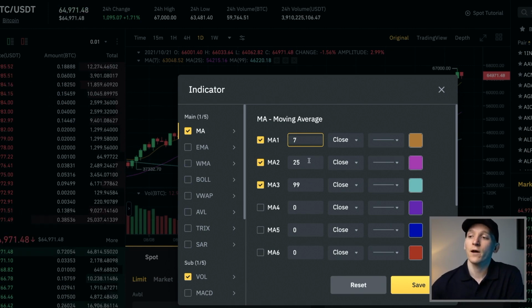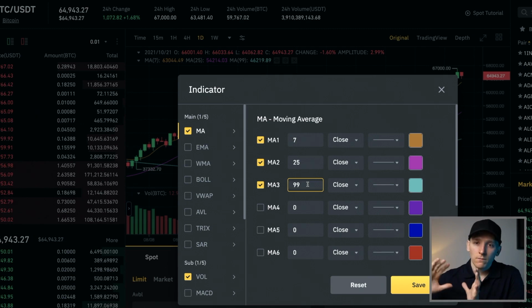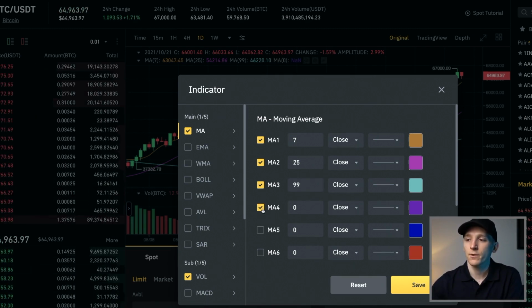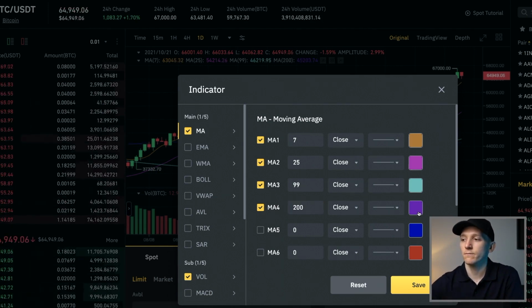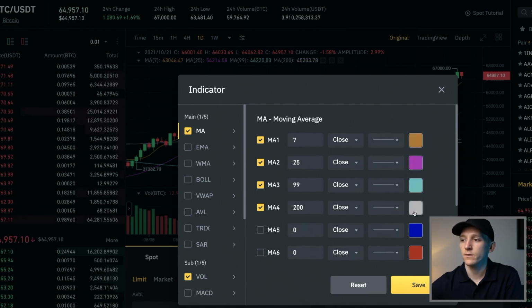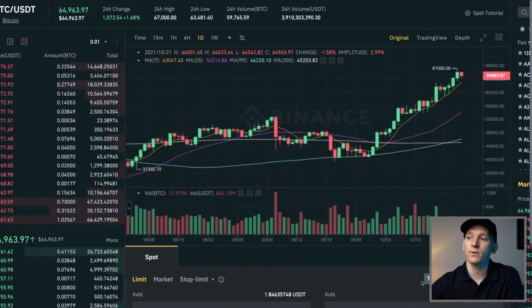So we get a 25, which is kind of like a medium, and then 99, which would be medium to long. You may want to add another one, like a 200-day. So let's go and put that in. 200, and I'm going to move that to probably white or gray, so we can make it white, make it stand out. Yeah, that's fine, and save that. That will be put on the chart for me.